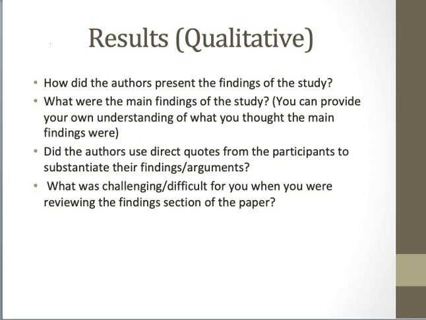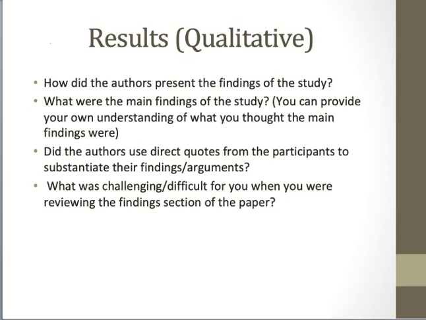So in terms of your results for a qualitative study, how did the authors present the findings of the study? What were some of the main findings? How did they break it up into themes and sub-themes? Read the results section and identify some of the key findings. Here again, you're providing your own understanding of what the main findings were. Did the authors use direct quotes from the participants to substantiate their findings and arguments? Did they use a lot of quotes to support their analysis?